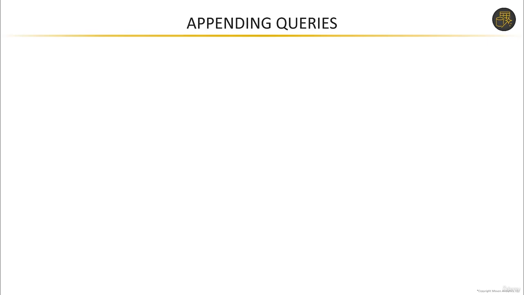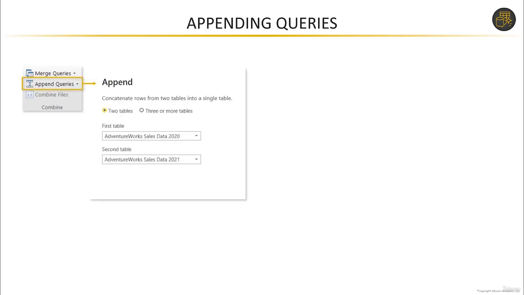Up next, we've got Appending Queries. And you'll find the Appending Queries tool right under Merge in the Home tab of the query editor. When you click that button, you'll see this really simple dialog box where you can choose to append either 2 tables or 3 or more together.